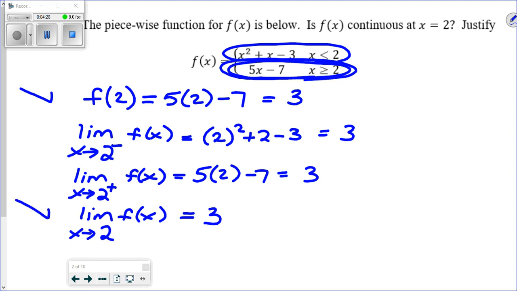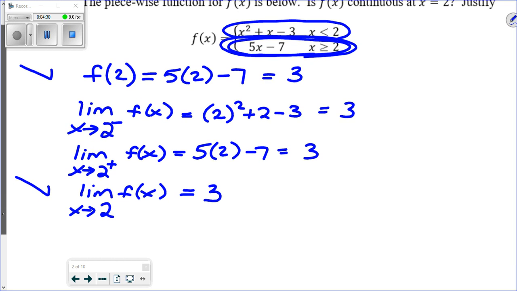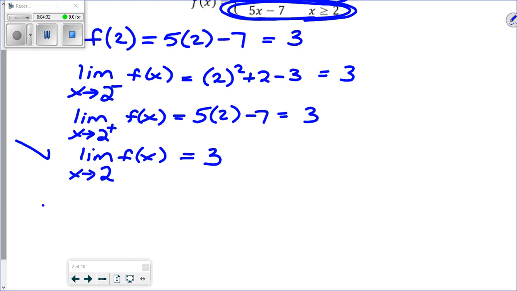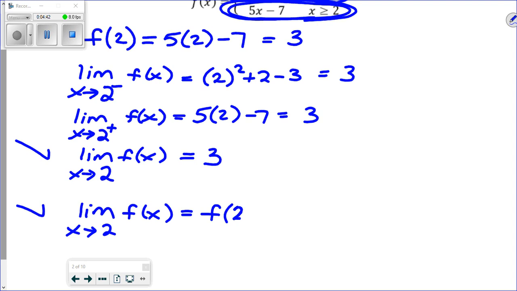The limit does exist. All right, condition 3 also checks off because the limit as x approaches 2 of f of x equals f of 2. Because remember, we got 3 for all of these. Okay?